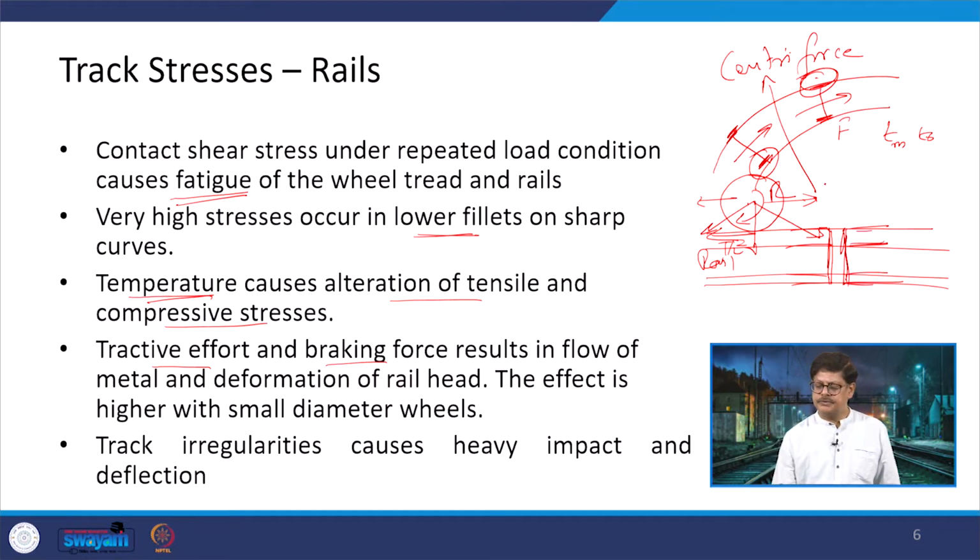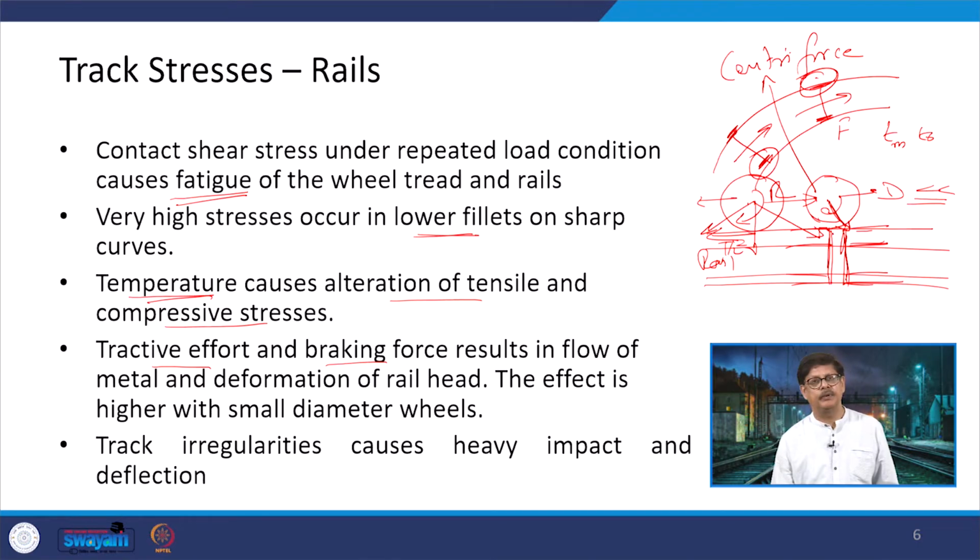So, if the wheel is positioned at this location and you apply the brake, then it is going to create a problem for this rail end. There are again going to be a lot of stresses in this case, and the effect of this is going to be higher if this wheel diameter capital D is small.